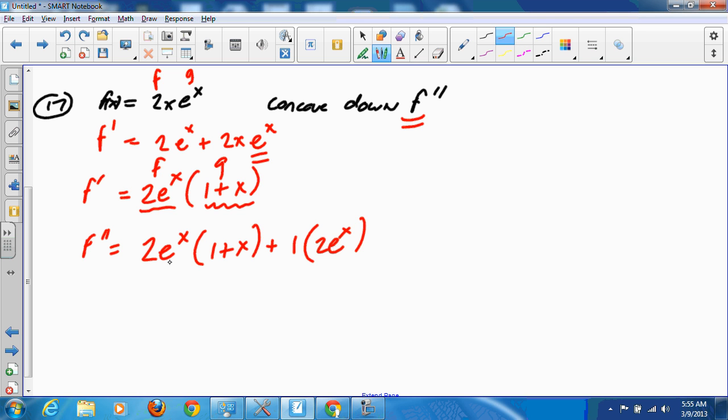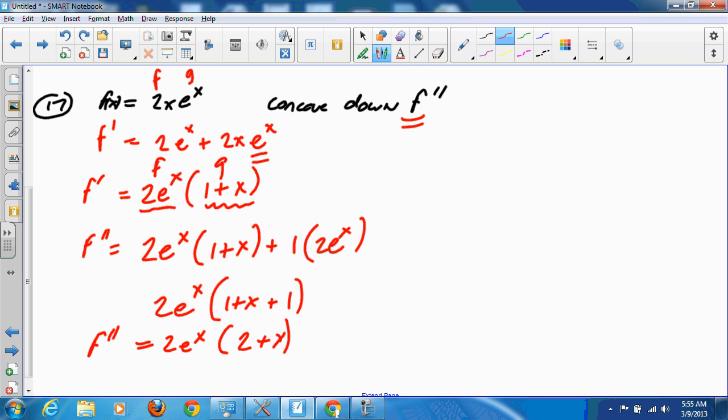Okay, so they both have a 2 e to the x in it, right? It might be helpful to factor that out. So if you factor out a 2 e to the x, you get 1 plus x plus 1. Right? So what is this value here? 2 e to the x times 2 plus x. And this, of course, is the second derivative.